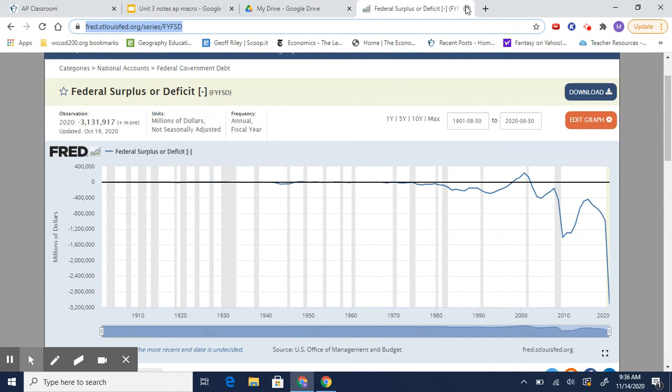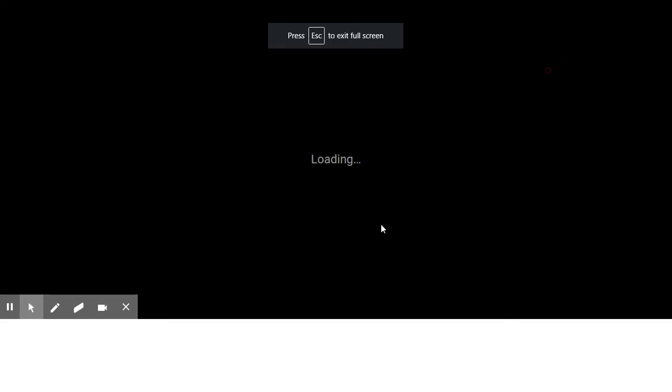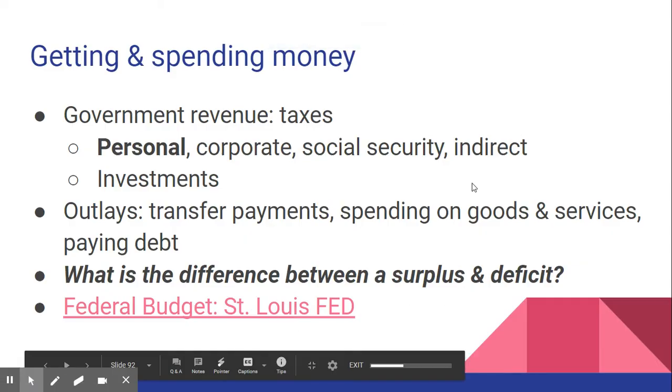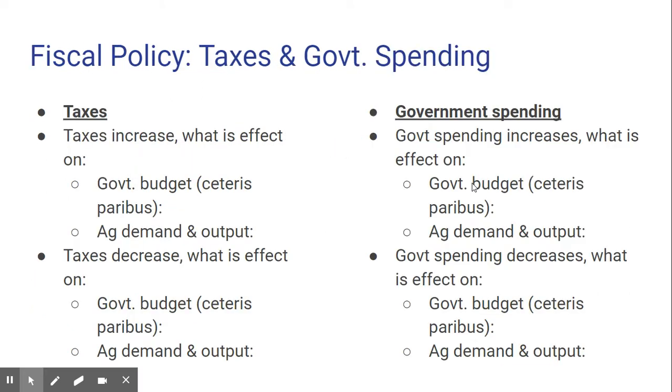So, all right, I'm going to close that up and come back to the notes here. So as of this point, you should know the difference between a budget deficit and a budget surplus, what the government spends its money on and what outlays are known as, and where the government derives its revenue, taxes mainly. Okay, so now we're going to talk about the two tools of fiscal policy and how they're used in the economy, when they should be used, and what their effect is on the government budget and on aggregate demand and real GDP output, okay?